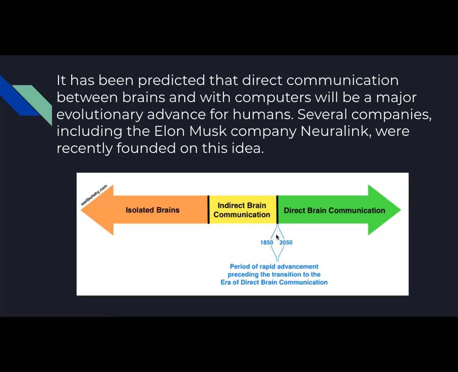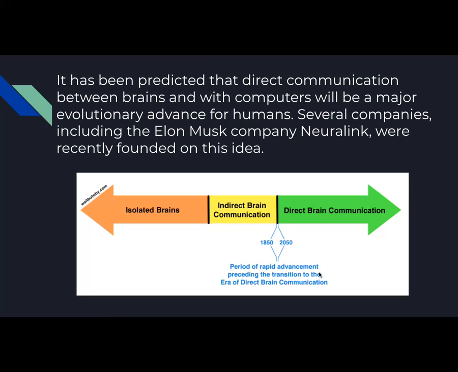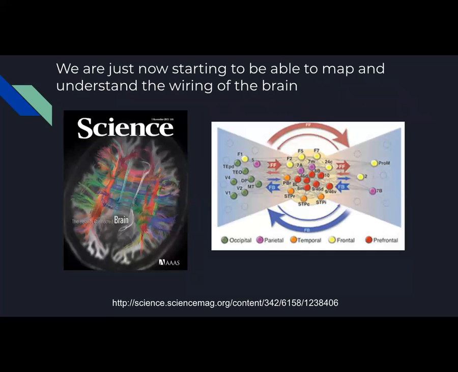And right now is this really interesting sweet spot where we might see a rapid advancement in transitioning between the area of indirect brain communication and direct brain communication through initiatives such as neurotechnology, brain research, deeper understanding of the brain, and the ability of mapping and understanding how the brain is wired and how potentially we can use that knowledge to create better brain-computer interfaces.